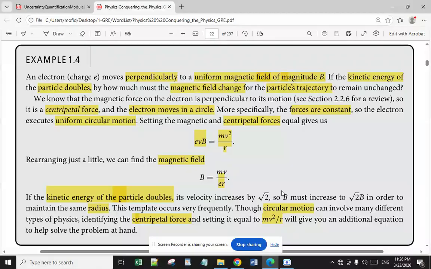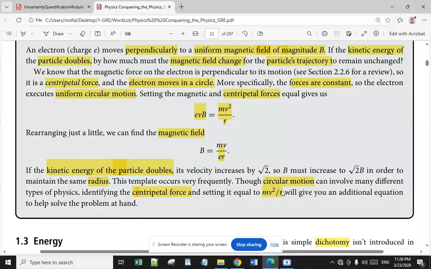Setting the magnetic and centripetal forces equal gives us evB = mv^2/r. Rearranging just a little, we can find the magnetic field as B = mv/(er). If the kinetic energy of the particle doubles, its velocity increases by a factor of square root of 2, so B must increase to square root of 2 times B in order to maintain the same radius.